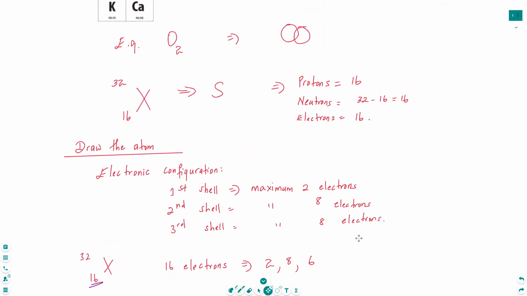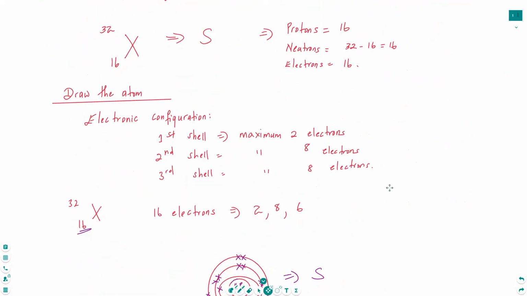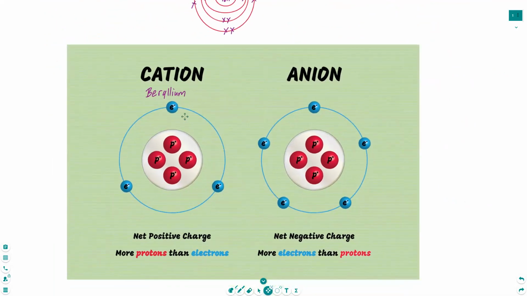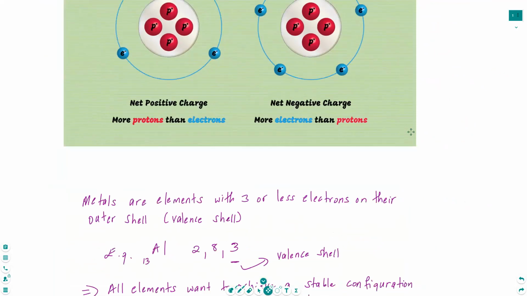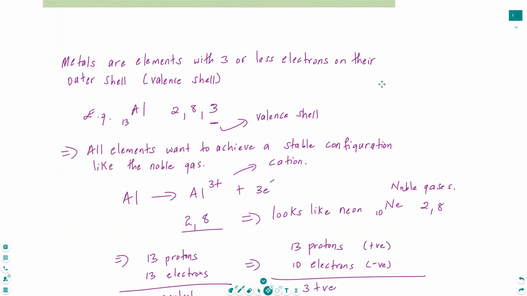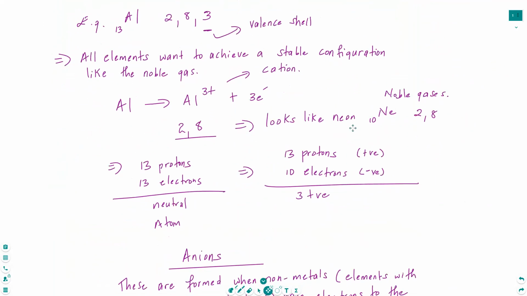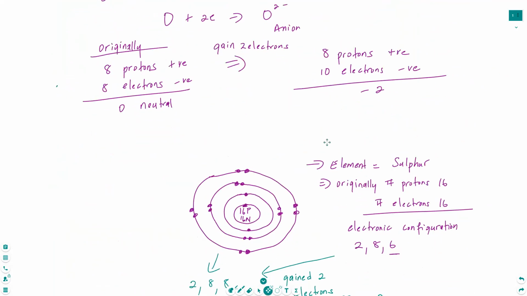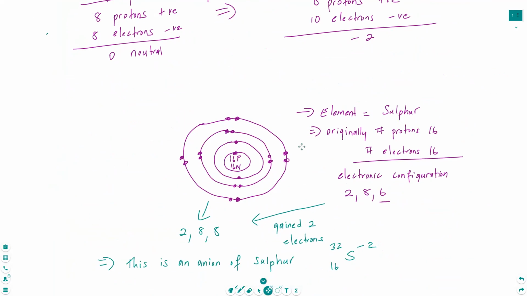And then we also went on to look at the electronic configuration, how to draw our atoms, how to know when we are looking at ions, which are either cations or anions, right? So we said metals are the ones which form cations by losing their outer electrons, and anions are the ones that form negative ions by gaining electrons. And we looked at an example here of a diagram, and we were able to deduce that this was an anion of sulfur because it had an electronic configuration of 2, 8, 8, which means it had gained 2 electrons.